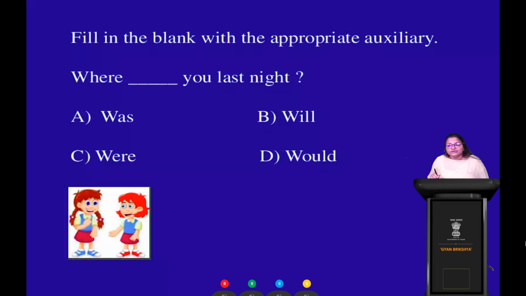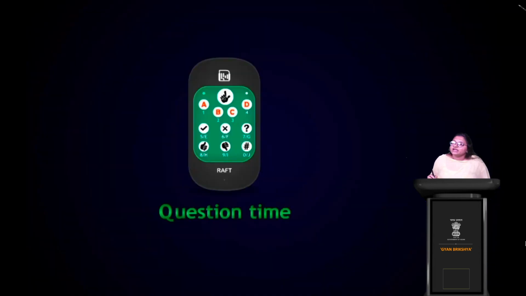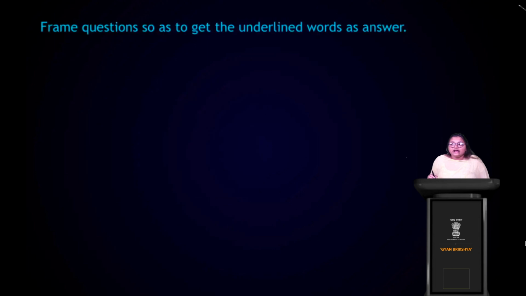Okay, very good. So the correct option is, of course, option C, right? Where were you last night? Last night, past tense. Okay, so where were you last night, right? Okay. Now, frame questions so as to get the underlined words as answer. Okay. So let's look at this.